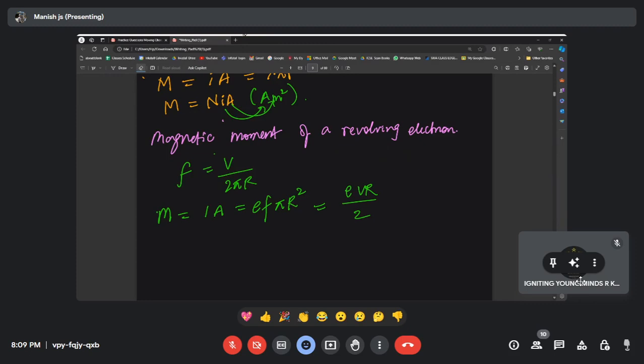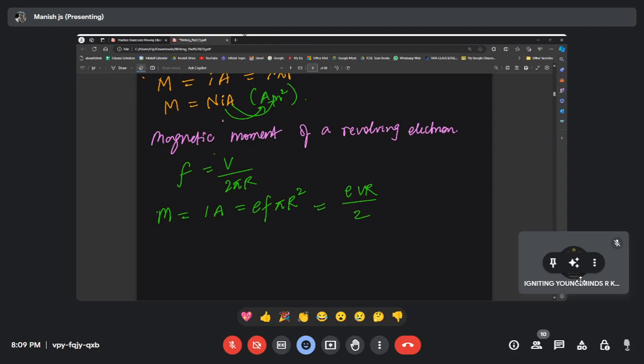So frequency is v upon 2 pi r, children. Then the magnetic moment is given by current times area. Current: now we are trying to express that in terms of the charge and its frequency. So e into f. Then area is pi r squared. Then afterwards you go for the simplification.